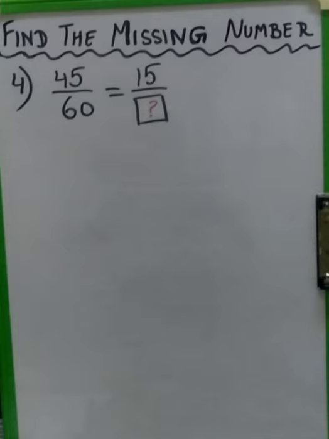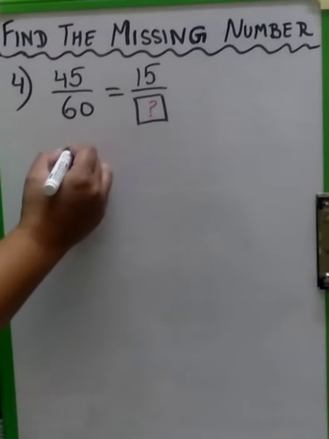So we need to multiply or divide. What will we do here? Yes, to get the smaller number, we have to divide. So you need to find out by which number you will divide 45 to get 15. So again, how to find out that number? Again, you will divide both the numerators.